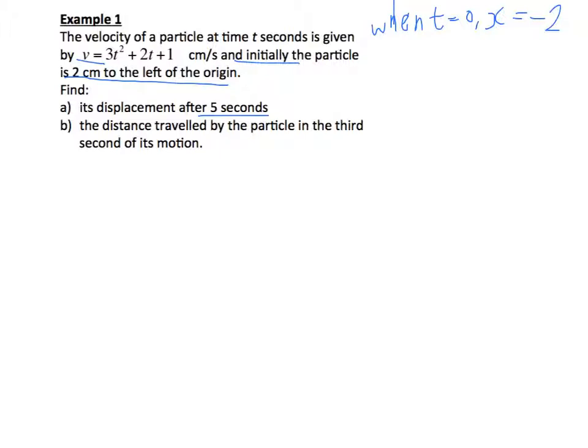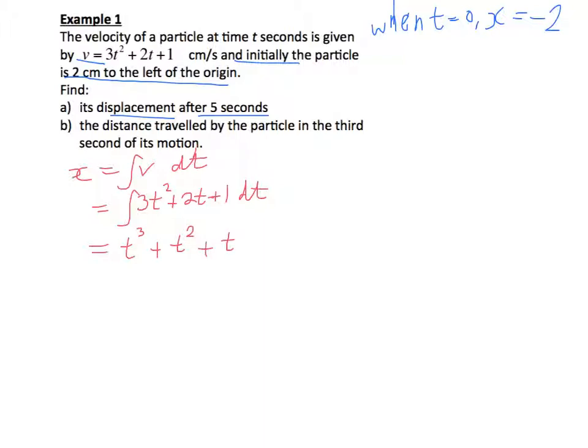So to find displacement, we need to integrate, okay, because displacement is equal to the integral of velocity with respect to time. Alright, so let's integrate the velocity, which is integrating 3t squared plus 2t plus 1 dt with respect to time. Integrating 3t squared, add 1 to the exponent and divide by the new exponent. Integrating 2t and integrating 1. And you always have a constant of integration.